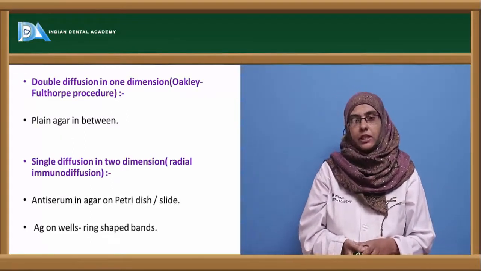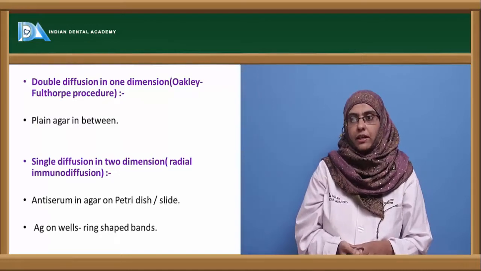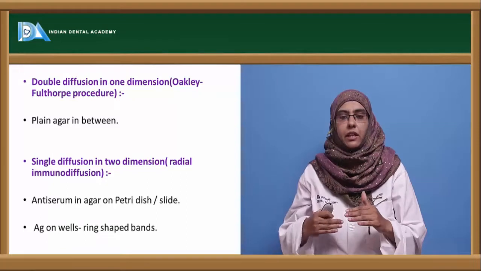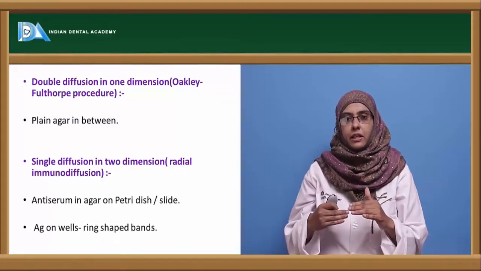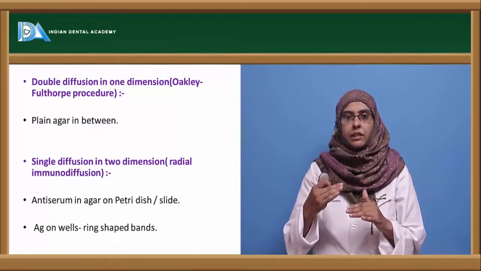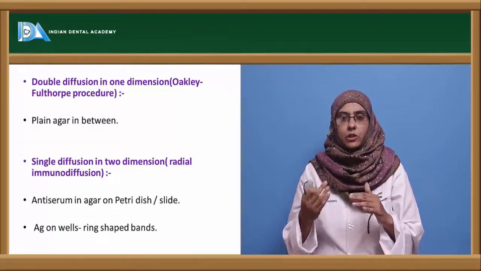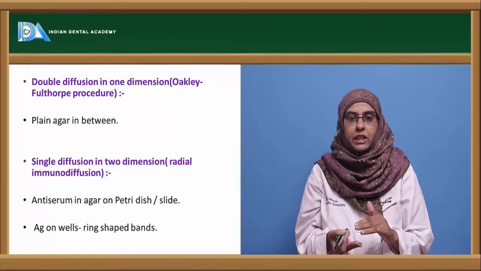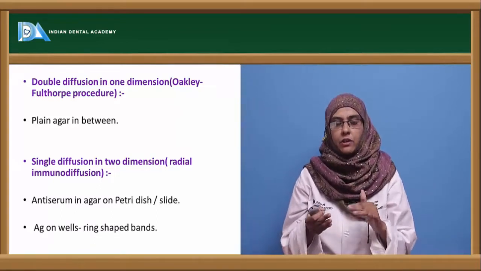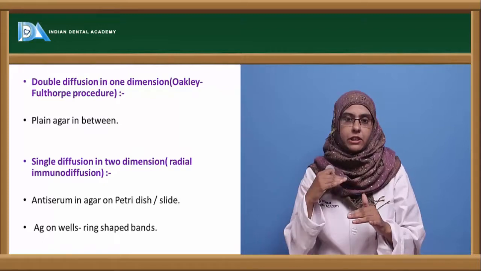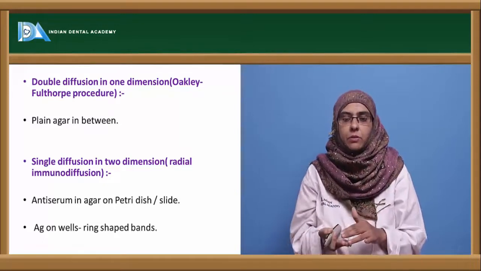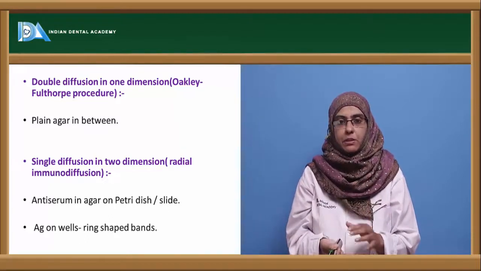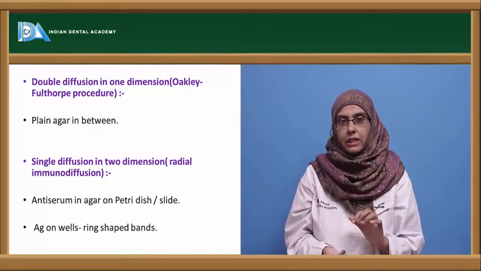Next is double diffusion in one dimension, also called the Oakley-Fulthorpe procedure. Here there is a plain agar between the agar that has been included with the antibody and the agar having the antigen. So both the antigen and antibody, if they are specific towards each other, move towards each other and form a line of precipitate in the plain agar which is present in between.